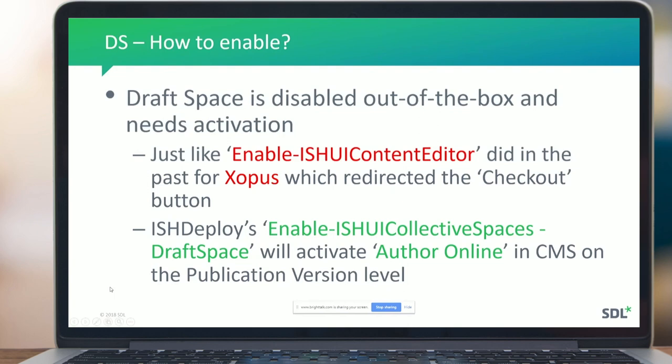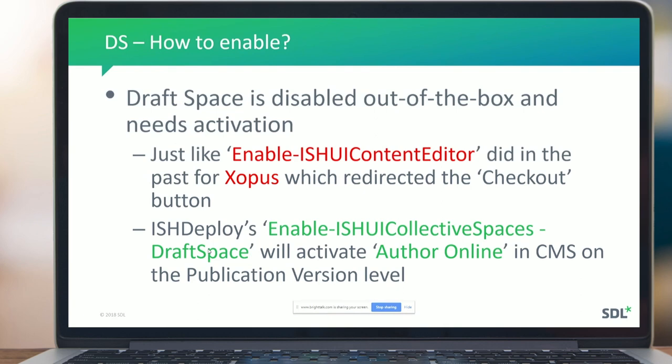So out of the box, if you install it, just like Content Editor in the past, it is disabled. It has to do with licensing. So you have to have the proper license before you can enable it. In a similar way, we have that PowerShell library that is deployed that allows you to do configuration as code. And the code in this scenario says, enable the UI collective spaces, specifically the draft space area that is there. And then it's up to us to make sure that we touch all of the necessary entries on the file system, so that the whole thing becomes enabled.